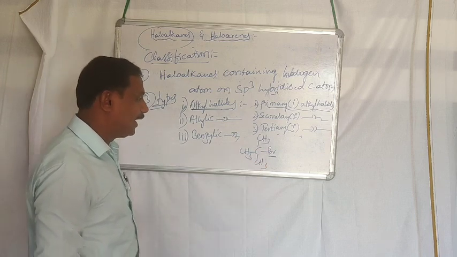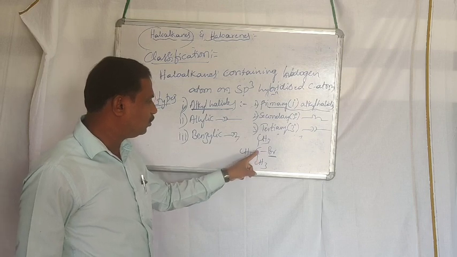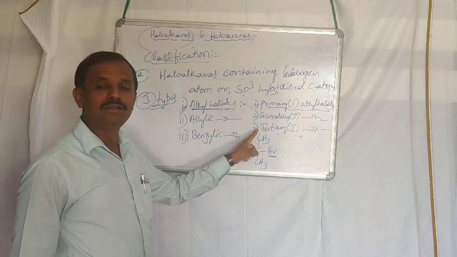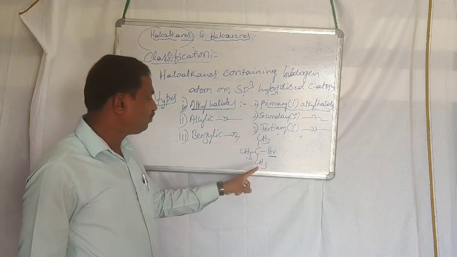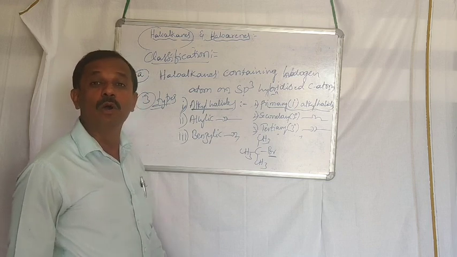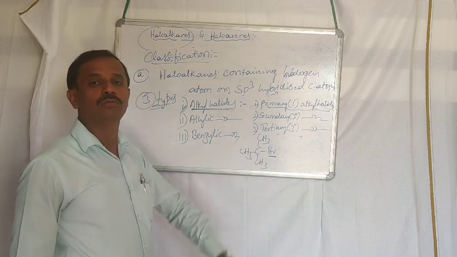Tertiary butyl bromide. What is the IUPAC name? It's very important. 1, 2, 3. The root word is propane. That is 2 bromo 2 methyl propane. 2 bromo 2 methyl propane is the IUPAC name of this compound.